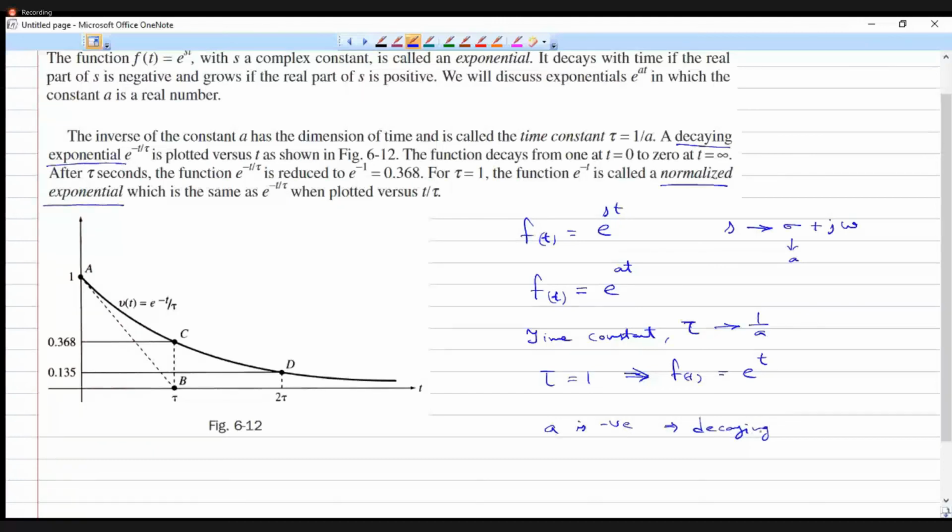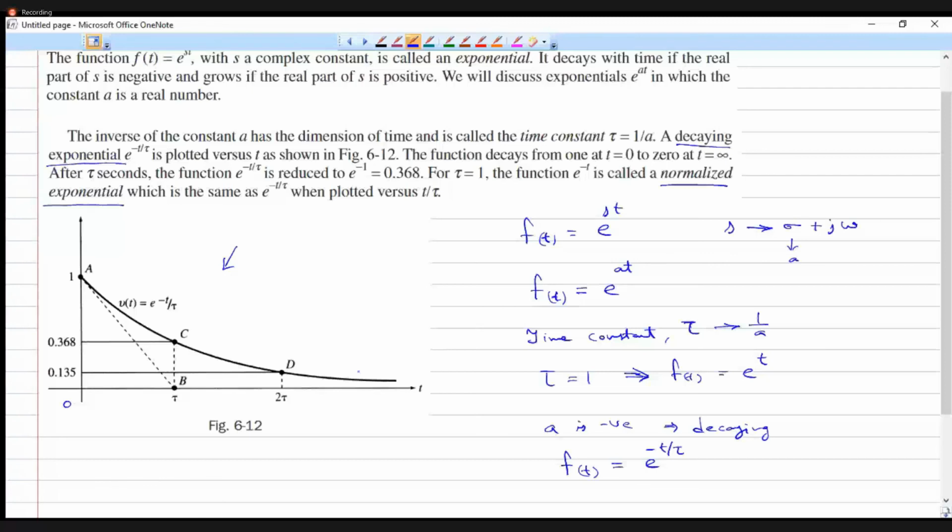So in terms of the time constant, I can write a general decaying exponential function as f of t is equal to e power minus t by tau. This function is graphed here, so it will have the shape like this. As you can see, it has a particular value at t is equal to 0, and it is decaying to 0 as t tends to infinity. Hence it is called a decaying exponential function. It is exponentially decaying, it is not linearly decaying. So that is what you have to remember here.